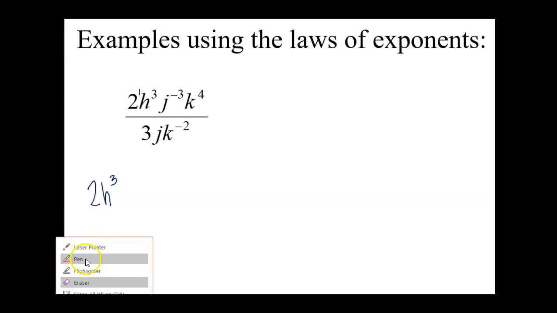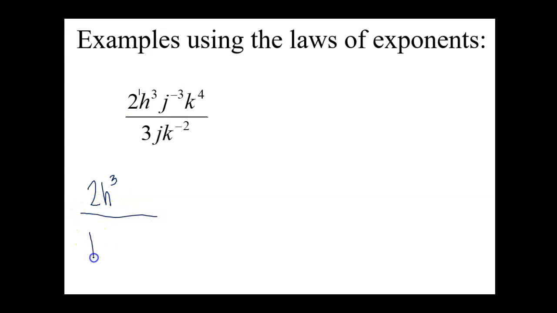So I have 2 times h to the third. This j to the negative third, it's on the wrong side of the fraction. So I need to move j to the third down. When I move it down, I'm going to get rid of the negative because now it's in the right place. And then k to the fourth is still on the top. On the bottom, I have the 3. I have the j, it's still down here. And k is raised to the negative second power, so k needs to be moved up to the top. So now everything has a positive exponent. Everything's in the right place. Now I can continue simplifying. So I'm going to actually ignore the denominator for now, and I'm just looking at the numerator.